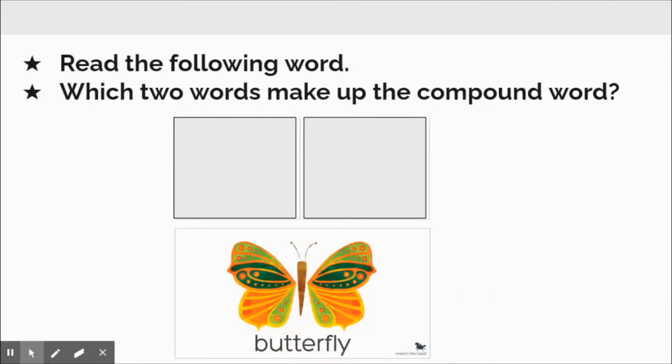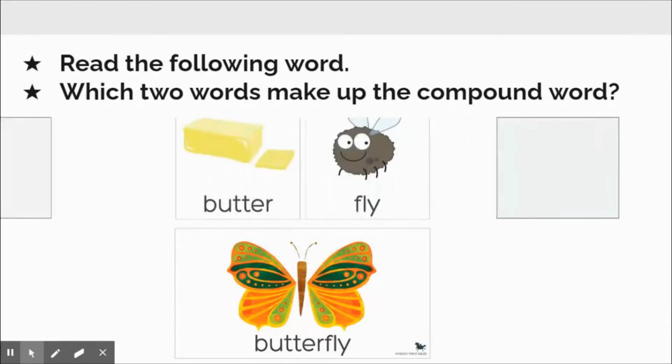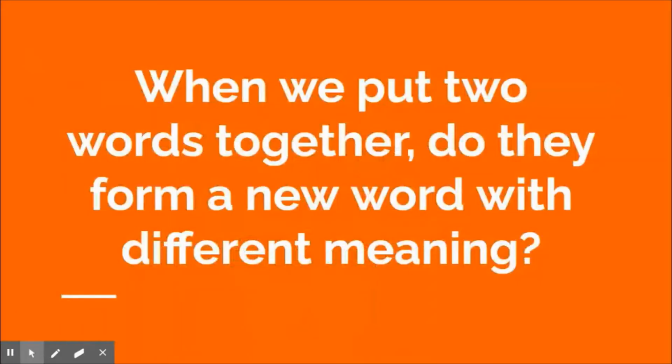Yeah, so let's go ahead and read it together first. Butterfly. Yes, good. Butterfly. Okay, so butterfly is a compound word, right? So which are the two words forming this one? Well, if you say butter and fly, you got it. And we have the brand new word butterfly. Okay, well done.